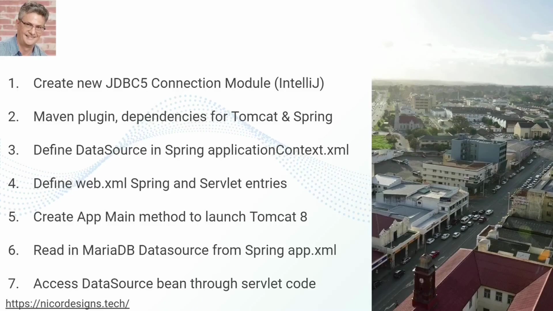In step 5, create the main method to launch Tomcat 8. Here we can reuse a lot of our previous tutorial's code. In step 6, we read in the MariaDB data source from our Spring application context.xml. And then finally, in step 7, we access the data source Spring Bean through our servlet code.